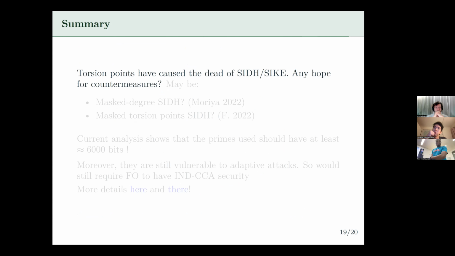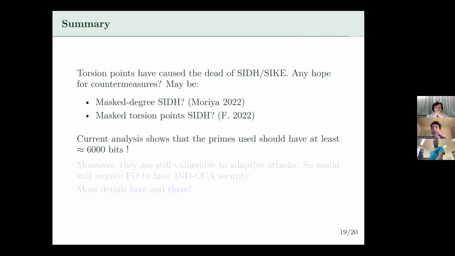So we have seen that torsion points have caused the death of SIDH. The one question that one can ask is: is there any hope for countermeasures? There have been two ideas, one by Moriya, which consists in masking the degree, so it's a sort of SIDH with non-fixed degree. And another one is by me, consisting in fixing the degree, but having torsion points of smooth order, and then revealing the images of torsion points up to a scalar.